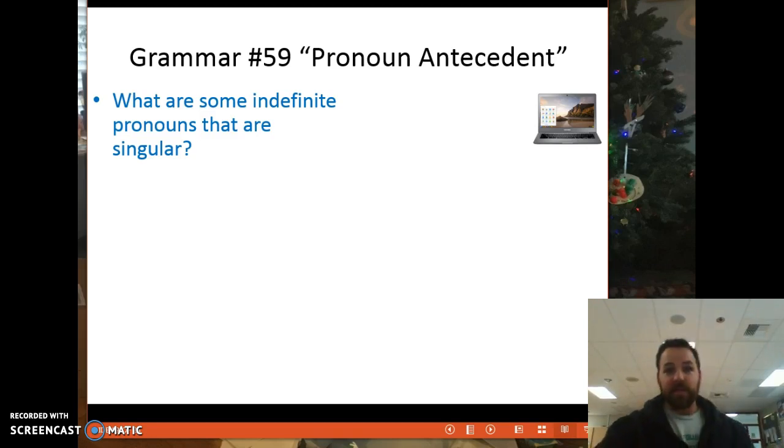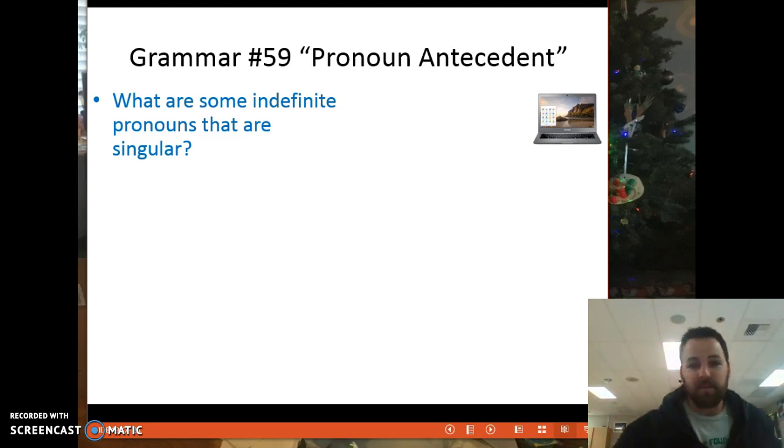New title, new notes. Let's go. Come on, piece of paper, Cornell notes fashion. That means the question goes on the left. So you got a title up there, grammar number 59.